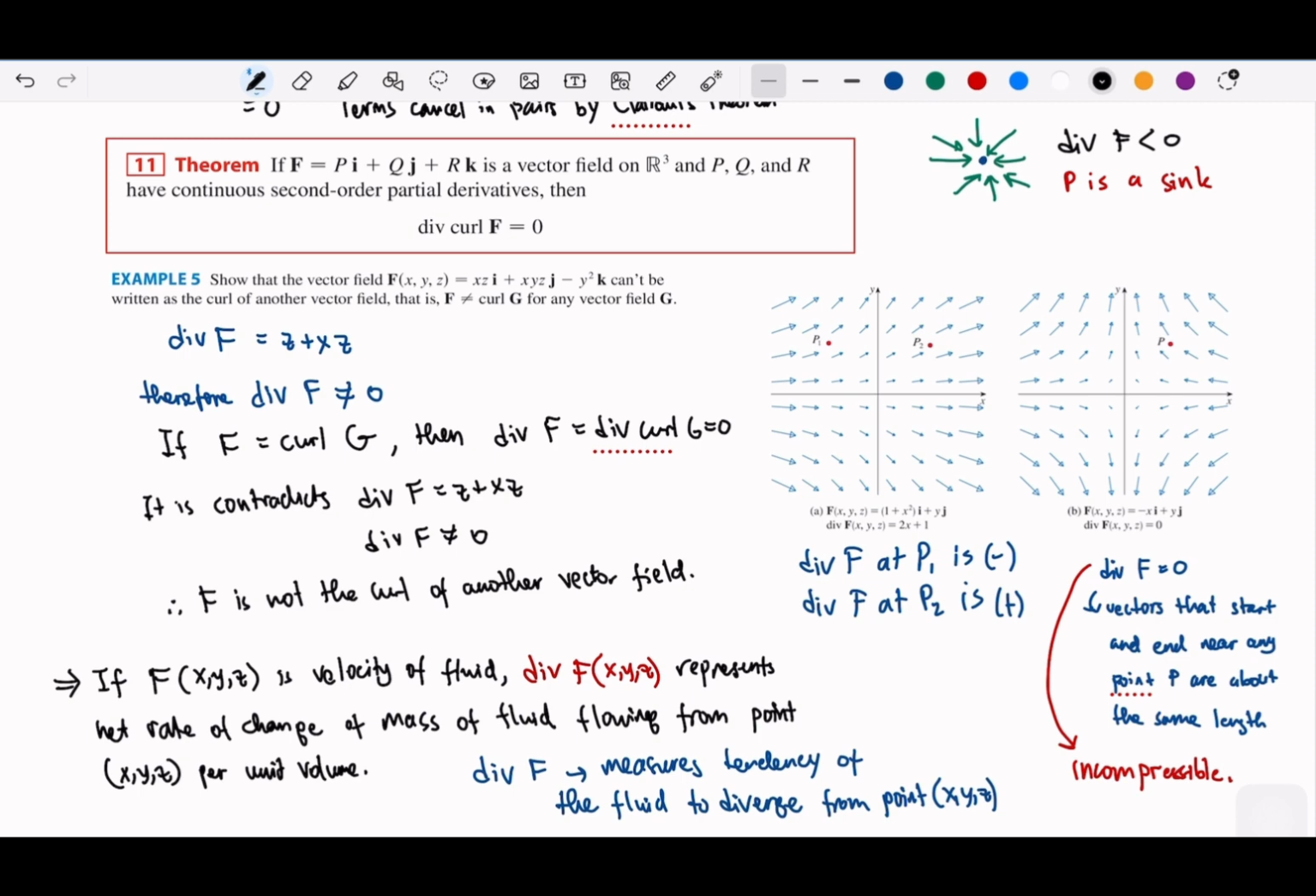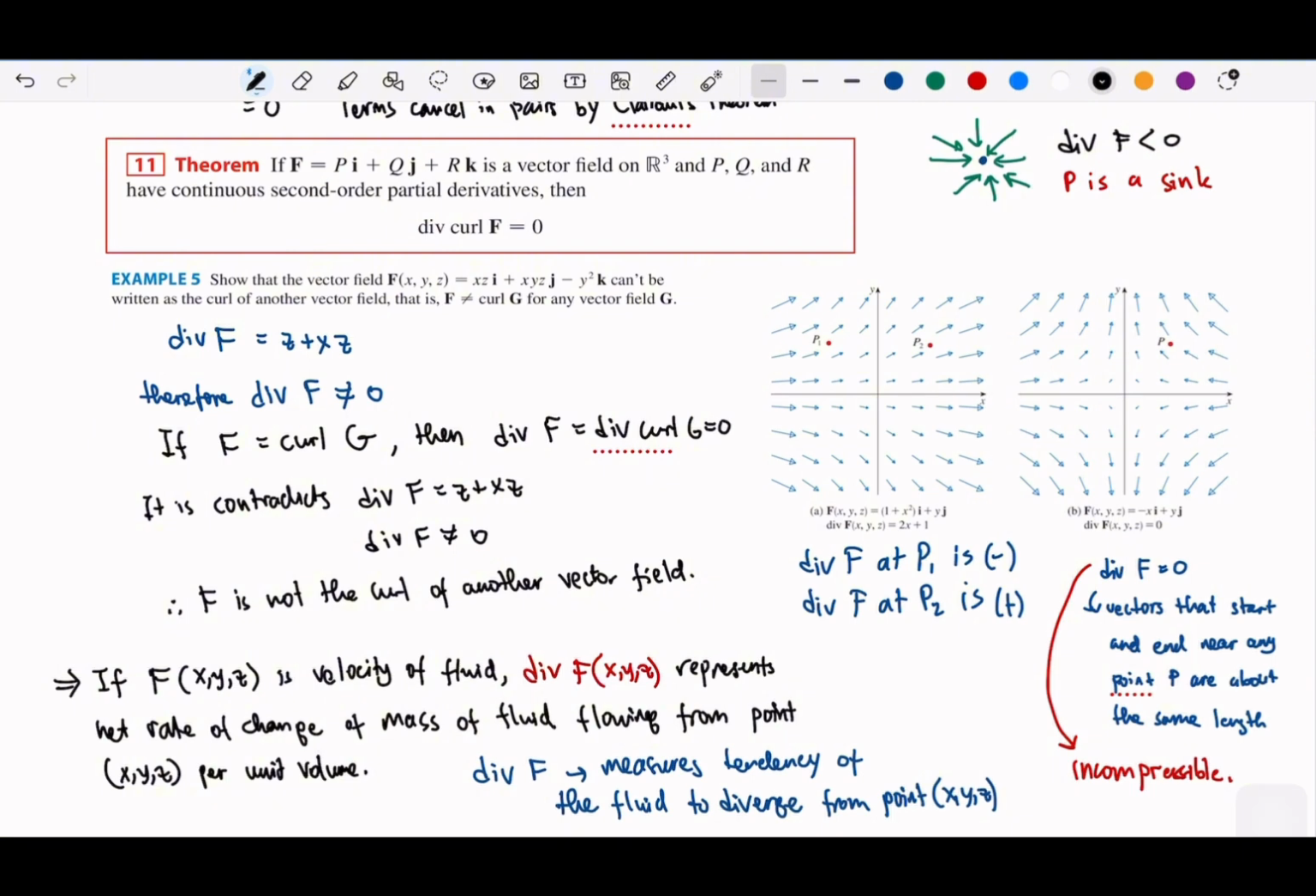So you can use this perhaps in the mechanics of fluids, or perhaps in the electromagnetic field. The terms will be very similar, with perhaps different interpretations, but the same definitions and the same tools.